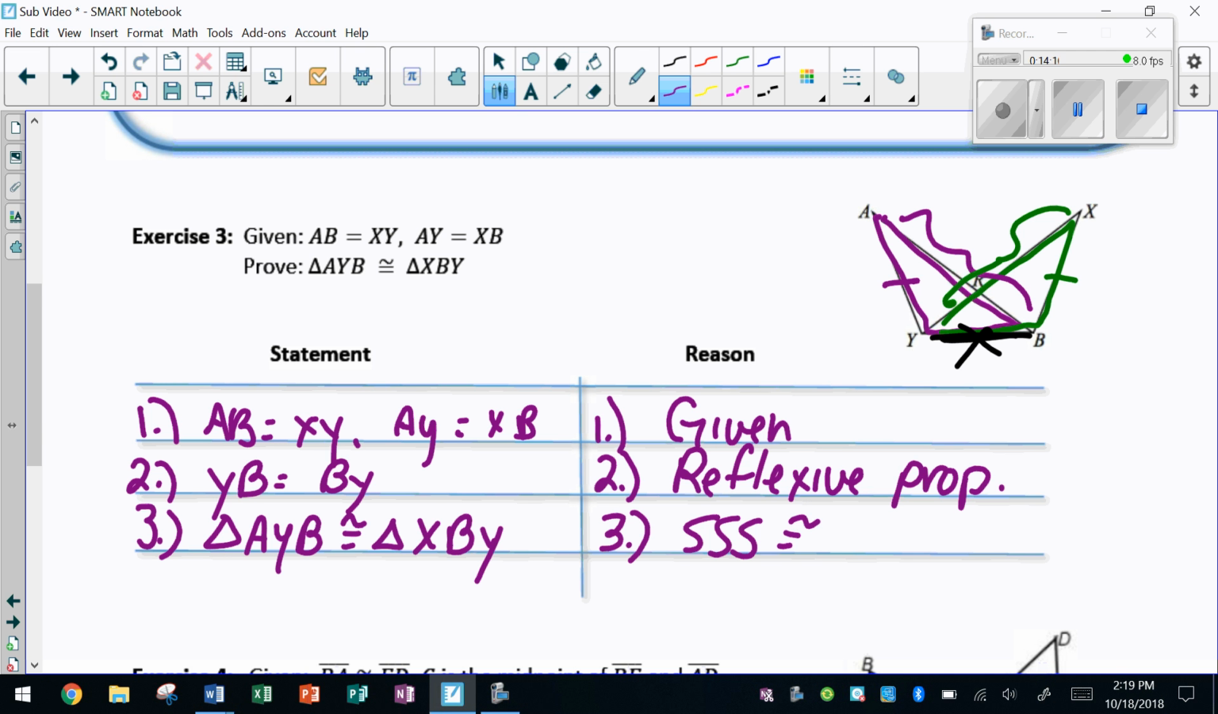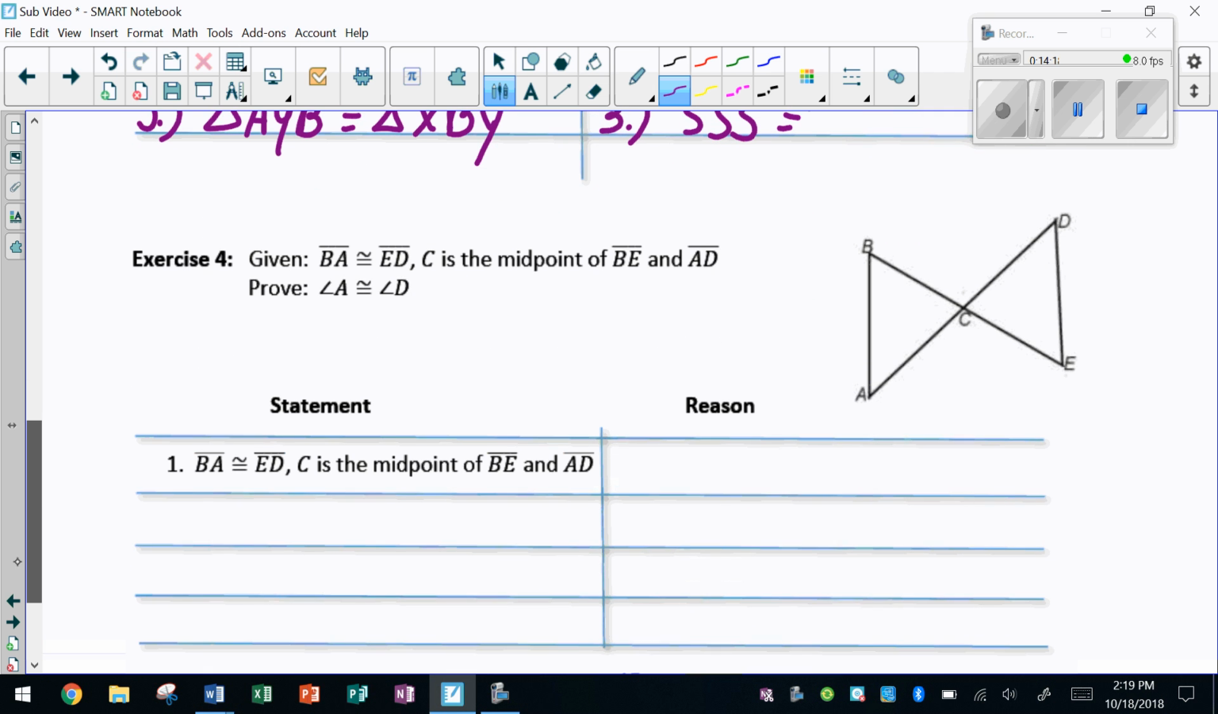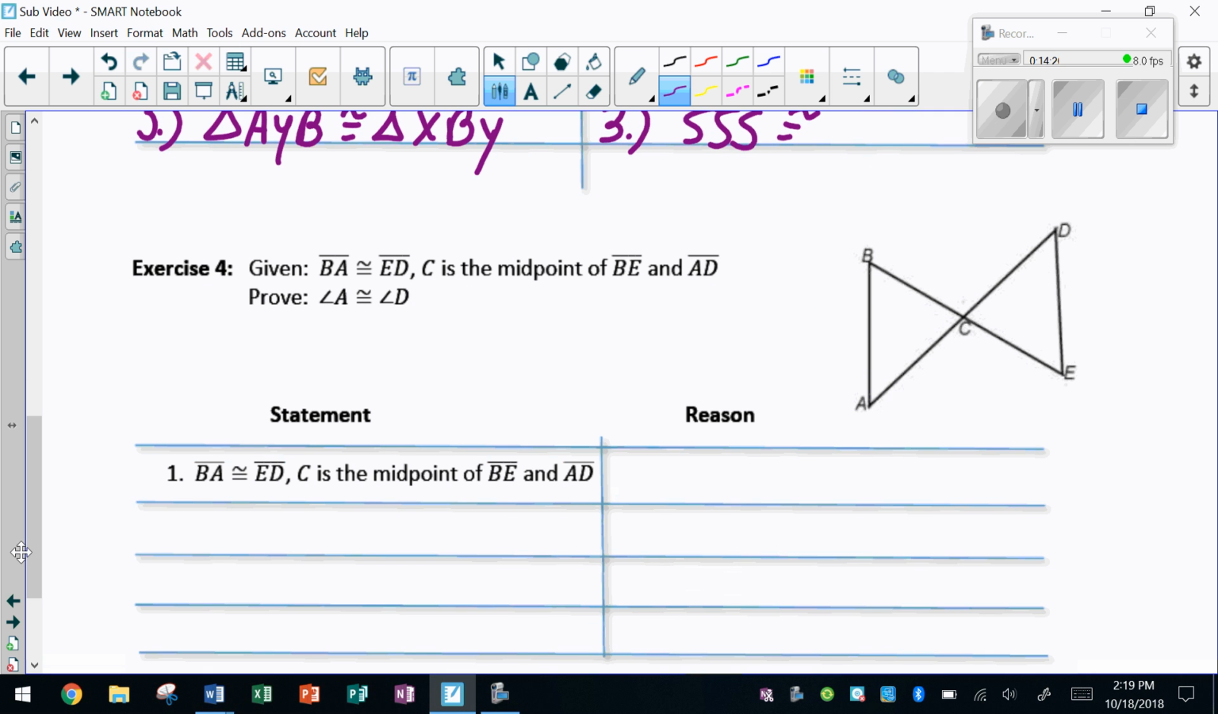And I have one more, and then we're finished. Given BA is equal to ED, so I'll mark that. C is the midpoint of both BE and AD. Okay, so if C is the midpoint of AD, it's going to cut AD into two equal parts. And if C is also the midpoint of BE, it's going to cut BE into two equal parts. And there's our proof, basically. These two triangles are congruent by side, side, side.